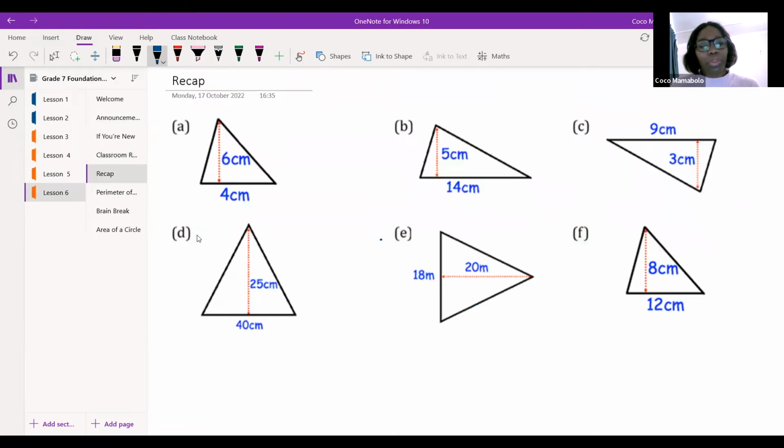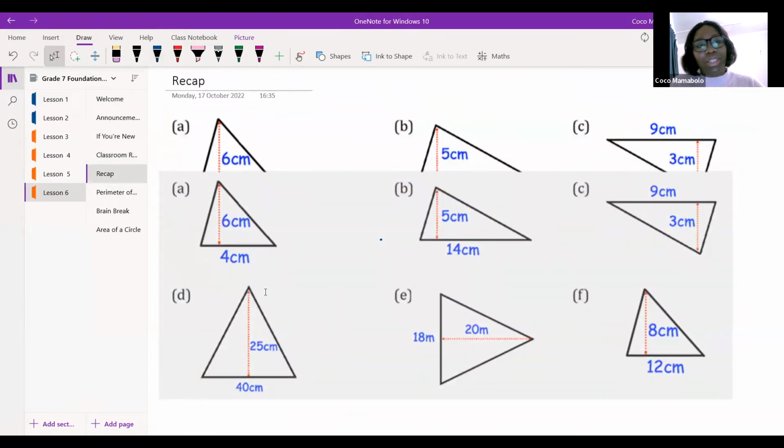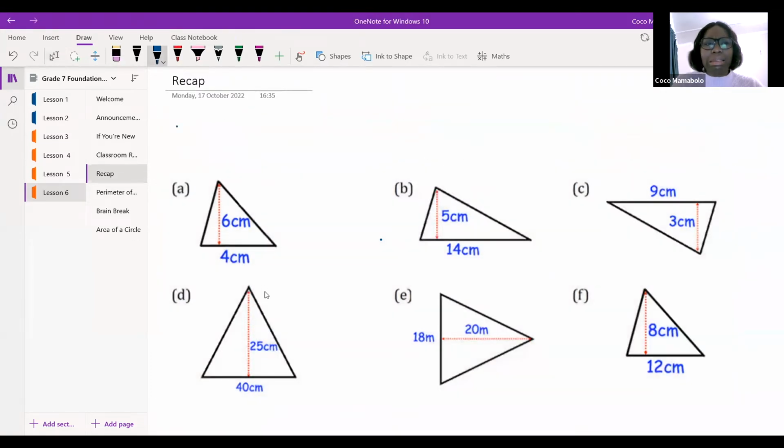Guys, look at these triangles that we did on Monday. I'm going to remind you that we're calculating the area of these triangles. When we calculate area, we look at two formulas. We look at area is equal to half of the base times the height, or as someone else taught us last week as well, you can always say that the area is equal to the base times the height, and you're going to divide that by 2.